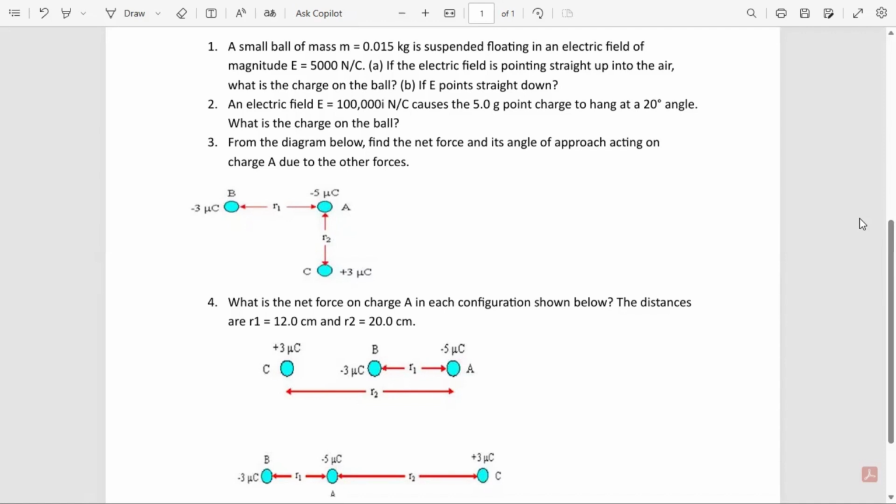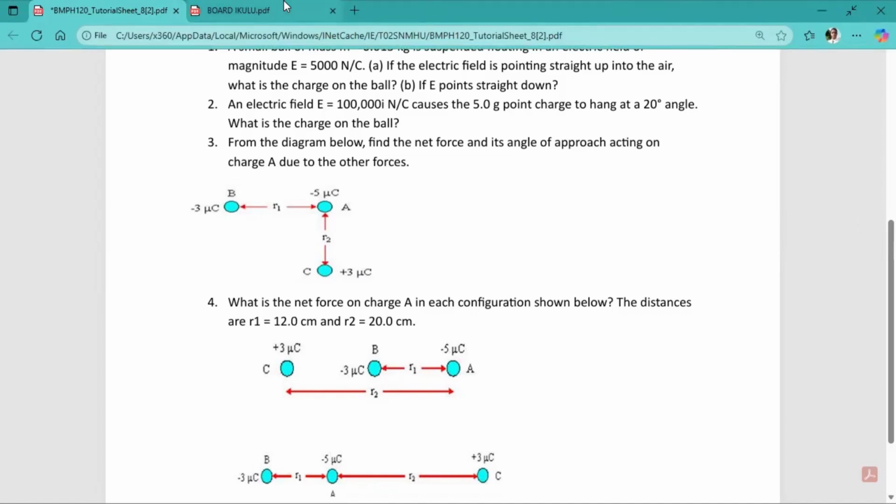And B, if the electric field points straight down, I suppose this question is also supposed to read, what is the charge on the ball if the electric field is pointing straight down. So they're trying to give us two scenarios where the electric field is pointing straight up and straight down. So we should calculate the charge on the ball if it is being exposed to this particular electric field. Okay, so this is a very simple question.